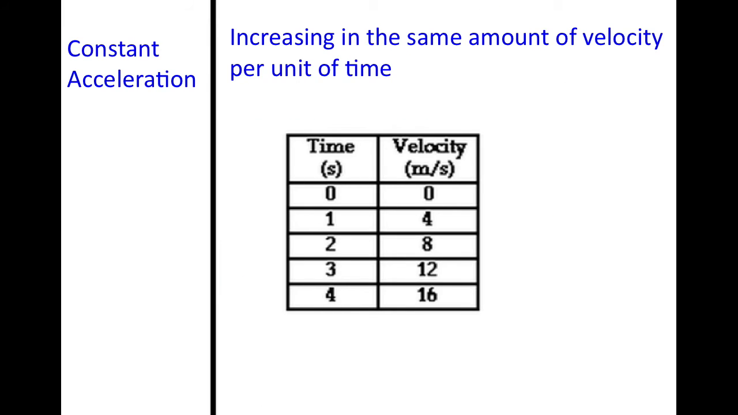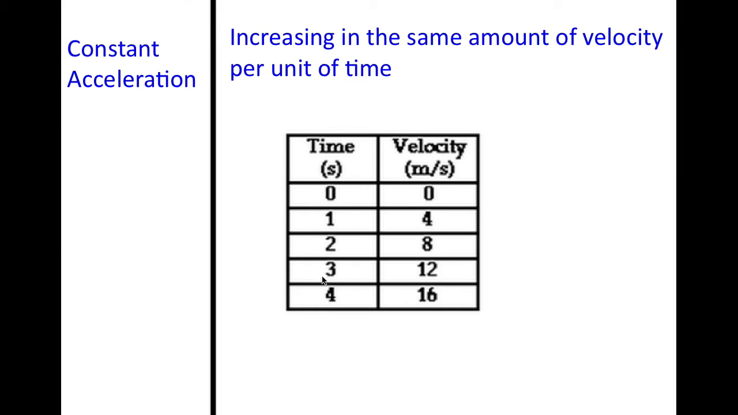You can have a constant acceleration, and this is where you have an increase in the same amount of velocity per unit of time. So for example, at time equals 0 seconds, the velocity is 0. When the object is moving, at 1 second, when you record the velocity, it is 4 meters per second. At t equals 2 seconds, we have a velocity of 8 meters per second, which means that your unit of increase in velocity is 4 meters per second.